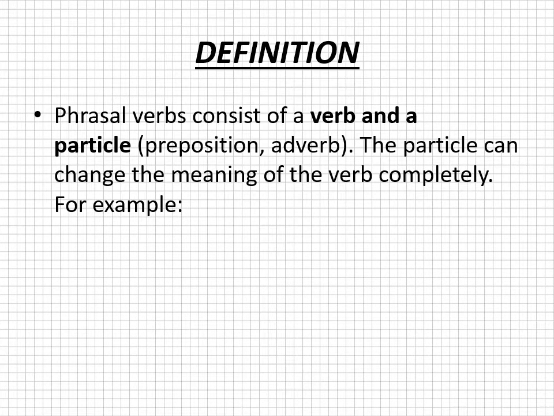So phrasal verbs consist of a verb and a particle, and this particle can be a preposition or an adverb. The particle can change the meaning of the verb completely. So what do we mean first by that? Phrasal verbs كنسميهم الأفعال الفعلية أو الأفعال المركبة، يعني مركبين من جوج ديال الأشياء. First one is the verb, and the second one is either a preposition اللي هي حرف جر or an adverb.